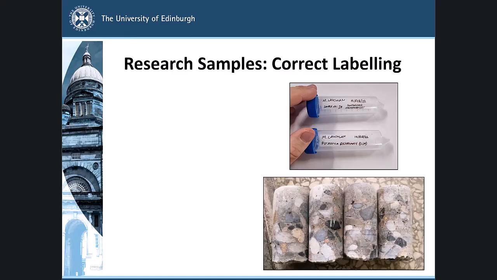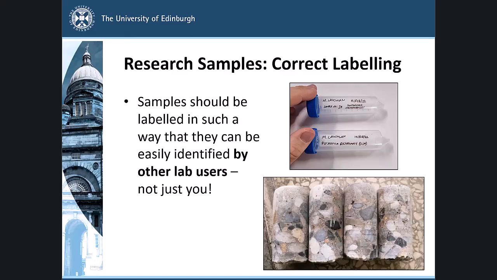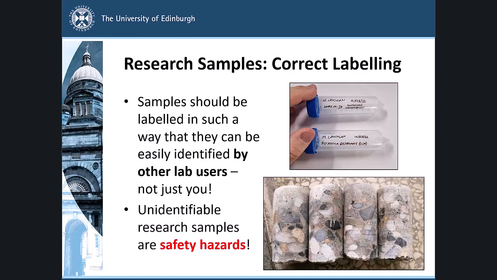These samples must be labelled in such a way that they can be easily identified by both yourself and other lab users. Unlabelled research samples are safety hazards, as other lab users must assume that they are hazardous. If you leave the university and you have left unlabelled research samples in your lab, they must be disposed of as unknown hazardous waste. This is very expensive for the school and has a high carbon cost environmentally speaking.